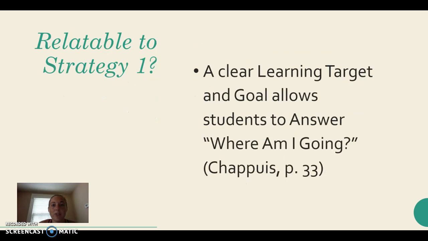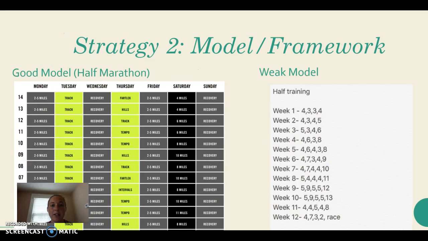So this is relatable to our first strategy because we must establish a clear learning target and goal to allow students to answer, where am I going? We put this in the front of our classroom in order for students to establish exactly their behavior, their condition, and their outcome of what's happening in the classroom.